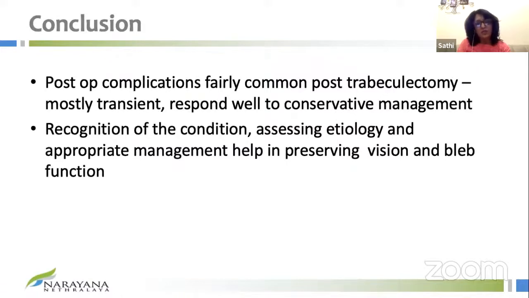So I would like to conclude by saying that postoperative complications are fairly common post-trabeculectomy. They're mostly transient and respond quite well to conservative management. Recognition of the condition, assessing the etiology, and appropriate management help in preserving vision and bleb function.